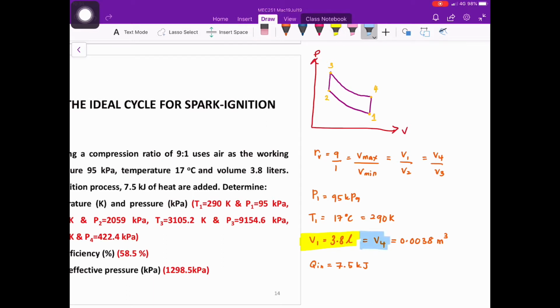And we know that the volume at state 1 is similar to the volume at state 4. Note that the volume given to us is in unit liter, thus we need to convert liters into meter cube. And lastly, given to us by the question is the heat transfer into our system, 7.5 kilojoule.